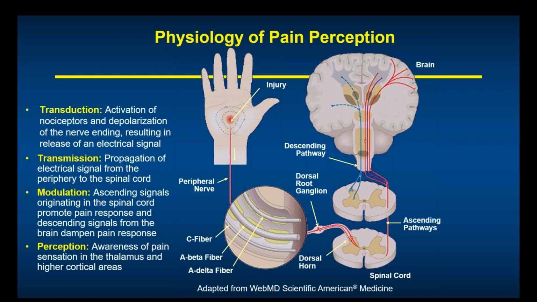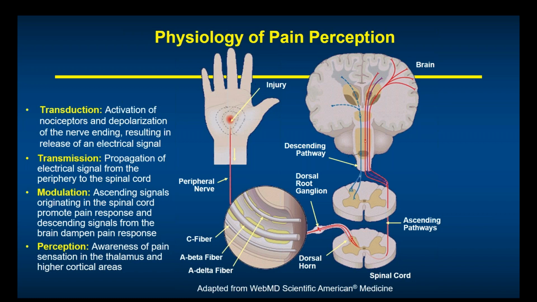So the first is there's transduction of pain, which is the activation of nociceptors. They're free nerve endings capable of picking up on pain. Then an electrical signal is propagated, and this signal comprises the process of transmission. And these signals will travel through nerve fibers, and you'll see that there are C fibers and A beta fibers and A delta fibers. C fibers and A delta fibers are pain fibers. A beta fiber is a touch fiber.